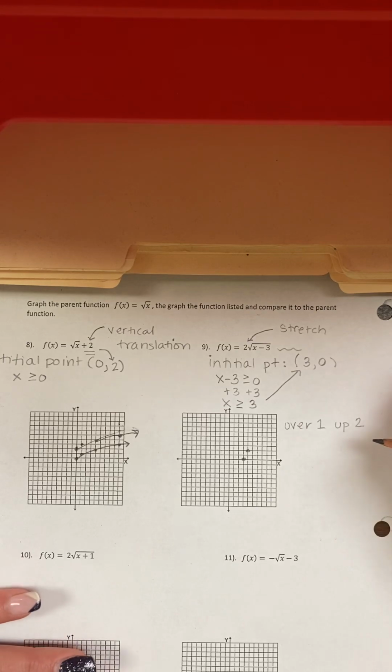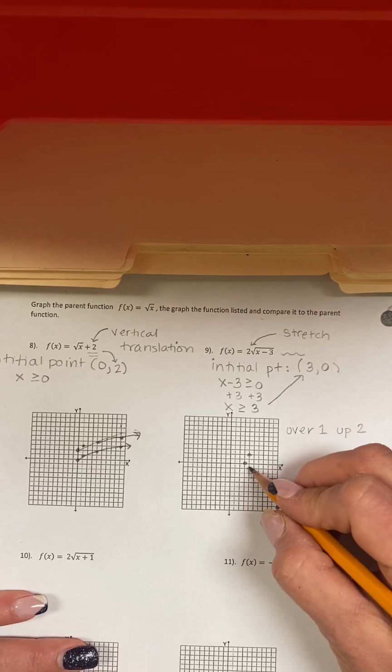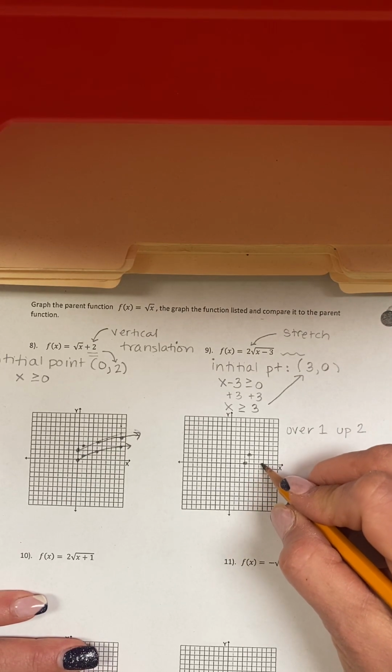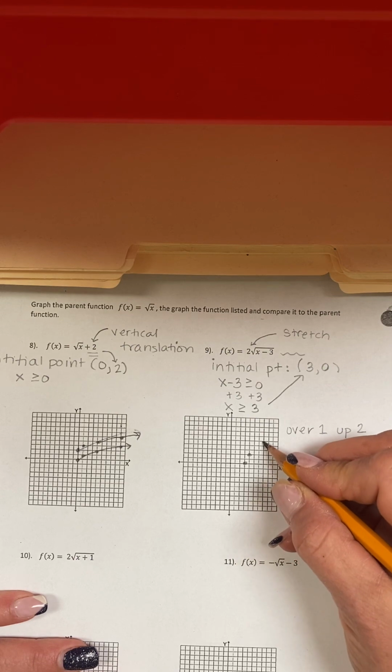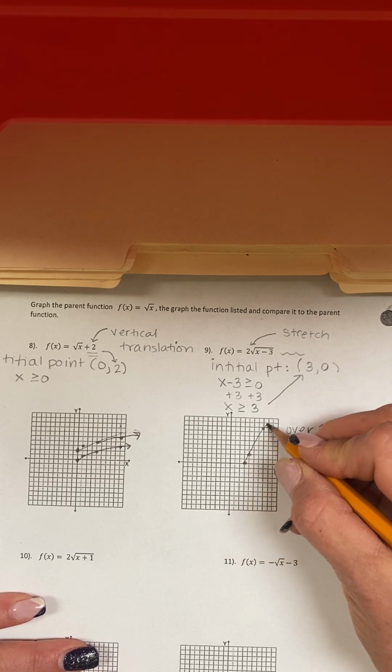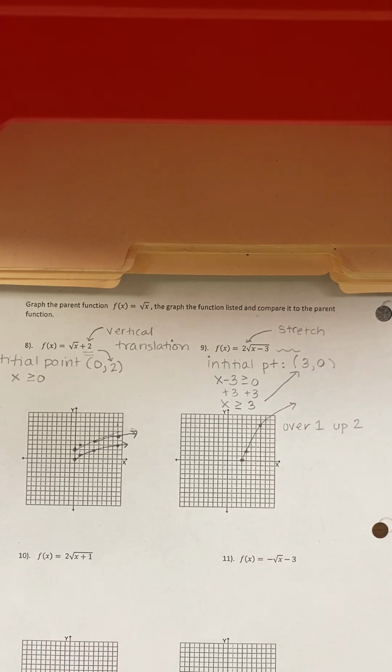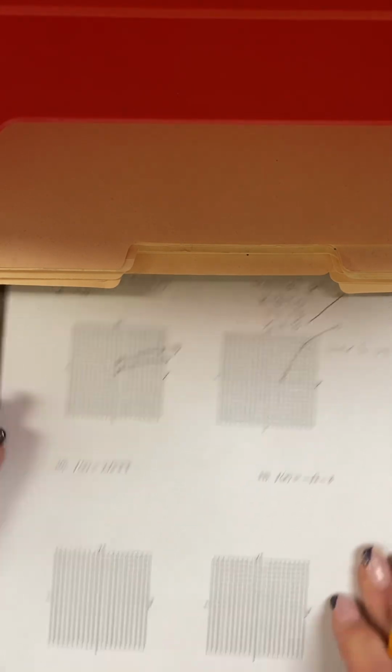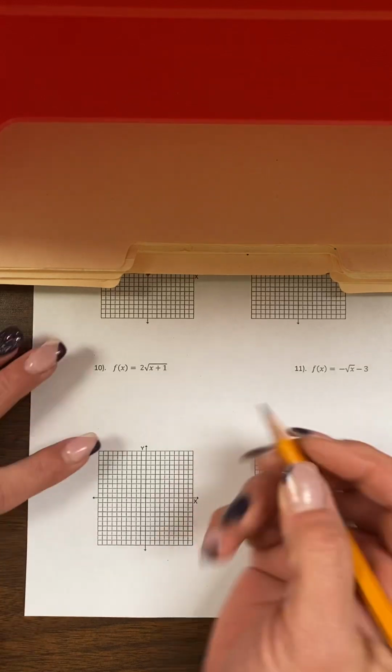Then the final one is going to go over 4 and up 8. 1, 2, 3, 4, 1, 2, 3, 4, 5, 6, 7, 8. So that's going to stretch it up, and make sure you curve it. The last one will go off the graph. Okay, a couple more here, and then we'll call it done.